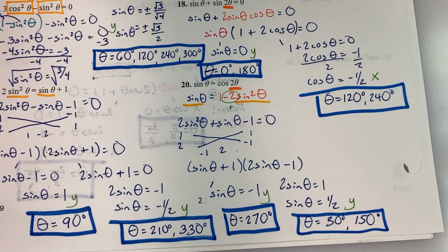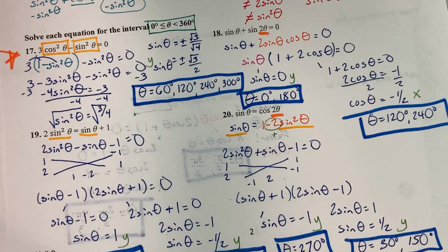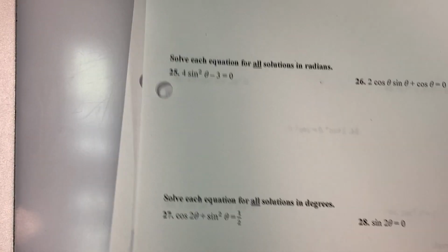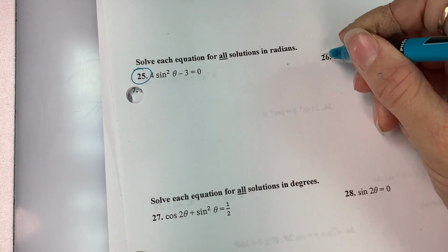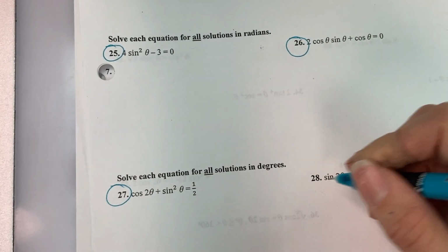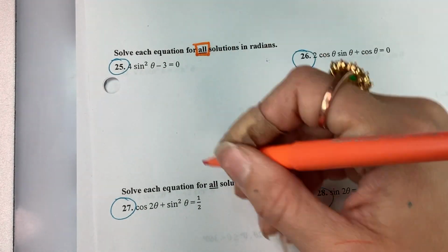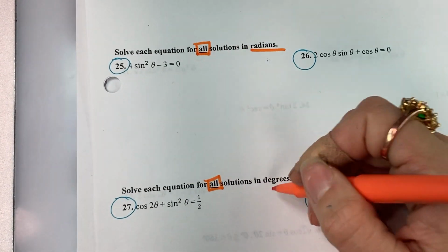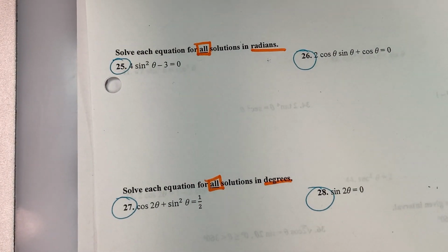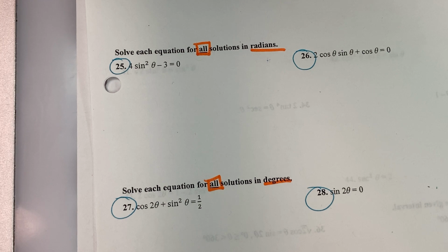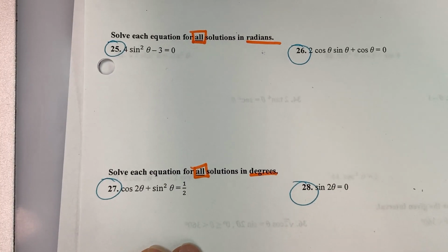So folks, on the next page, as part of your homework, I am going to have you complete number 25, 26, 27, and 28, making sure that you're paying attention to the fact that it wants all solutions. This one in radians, this one in degrees, so use the appropriate units there. Don't forget to define what K is. And then we are going to go through one more problem together, number 44.